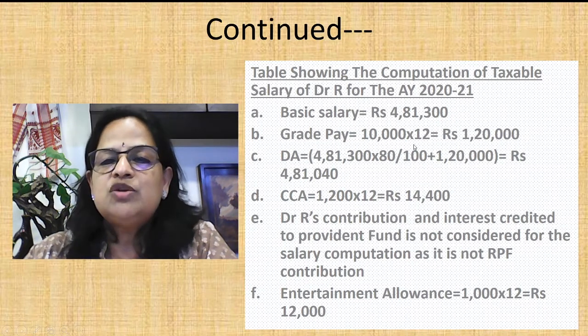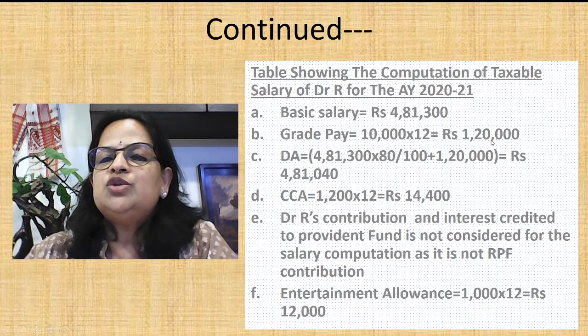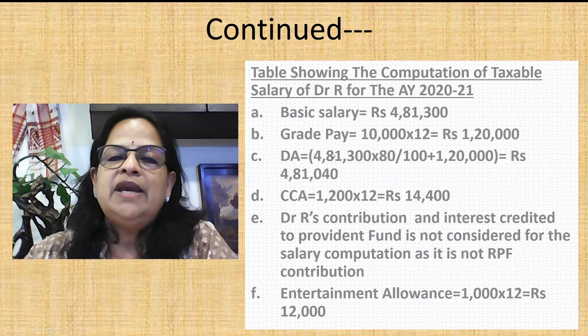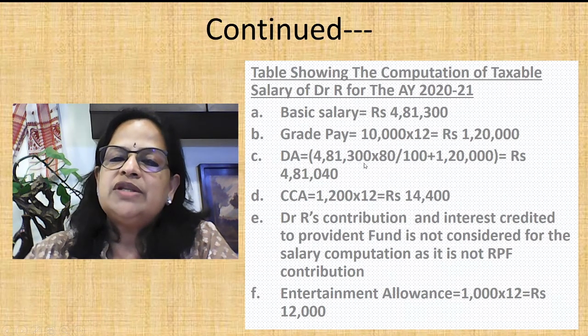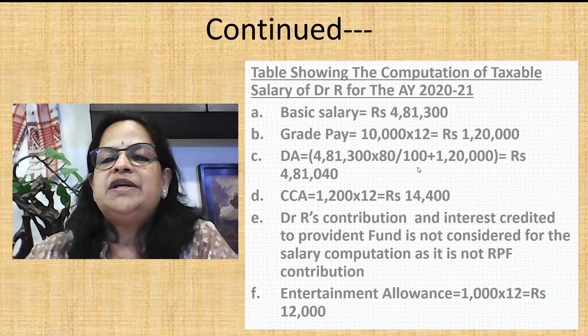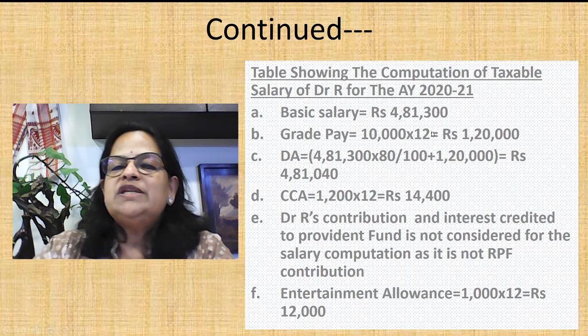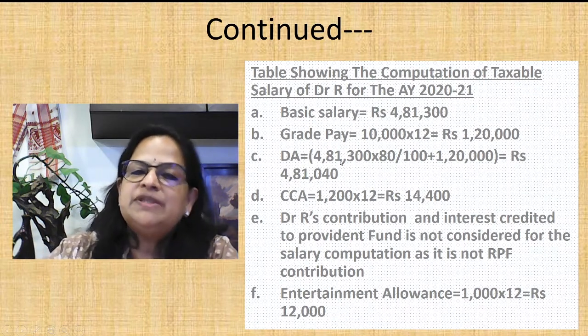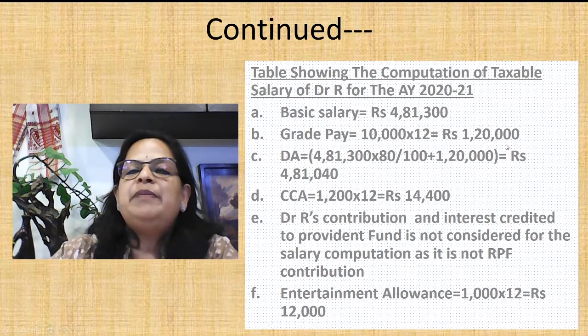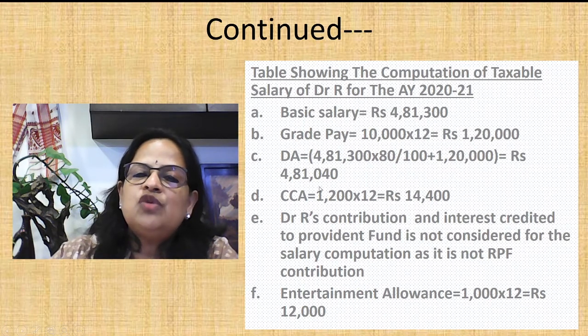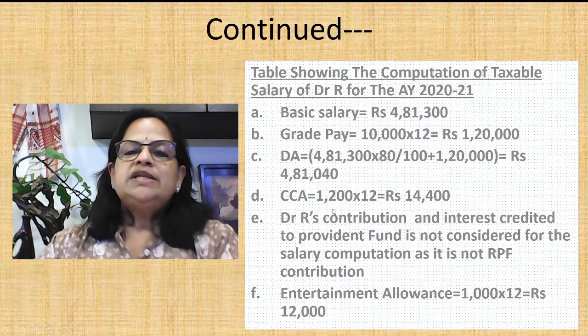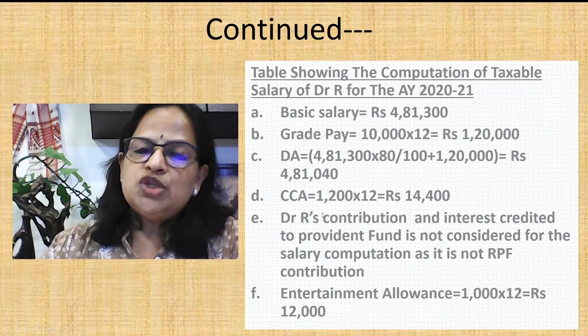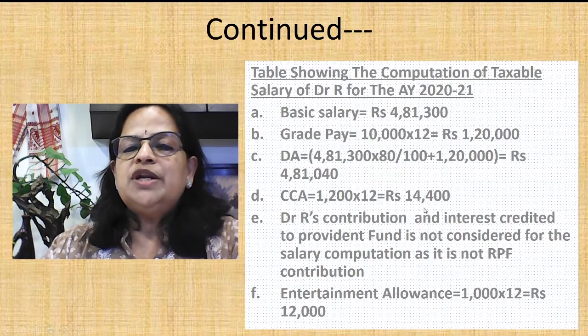Grade pay 10,000 per month, 10,000 into 12, 1,20,000. DA: 4,81,300 into 80 by 100 plus 1,20,000, so it is 4,81,040. It is given that 80% of basic salary will be DA and full grade pay, so that is how you are getting 4,81,040. City compensatory allowance 1,200 per month, 1,200 into 12, 14,400.